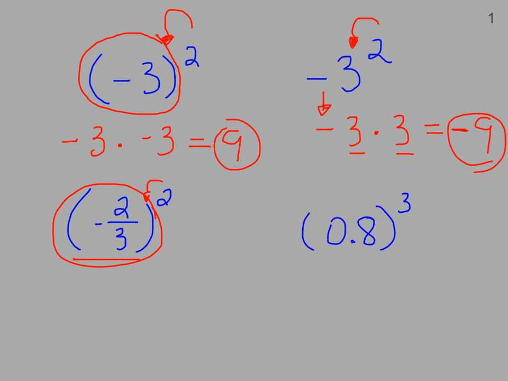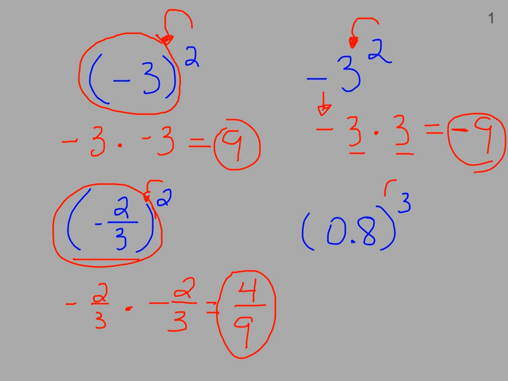Looking at this one here, negative 2/3 squared, the 2 is raising the parentheses to the power, so this means negative 2/3 times negative 2/3. So this one will be positive, and we just multiply straight across. 2 times 2 is 4, 3 times 3 is 9, and it's positive because negative times a negative is a positive. So that's it.